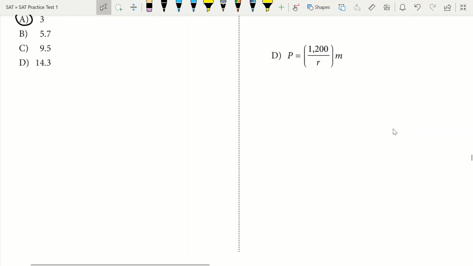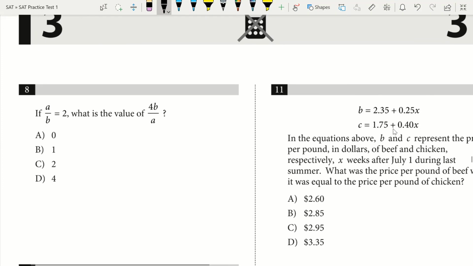All right, now I can go ahead and move on. We've got question 8. If A over B equals 2, what's the value of 4B over A? Well, if A over B equals 2, that means A is 2 and B is 1. Now I go ahead and substitute those values in. If A is 2, that means I have a 2 in my denominator. If B is 1, then I have 4 over 2, which is equal to 2.